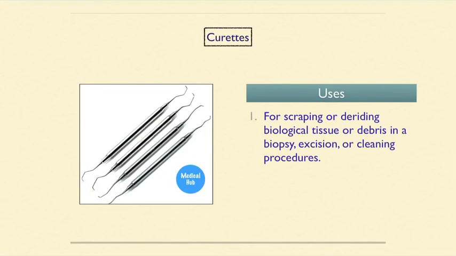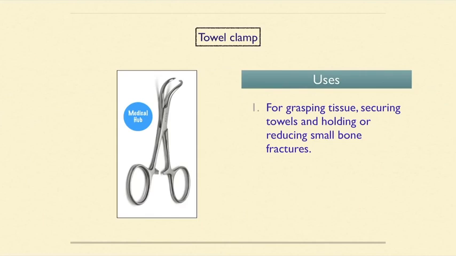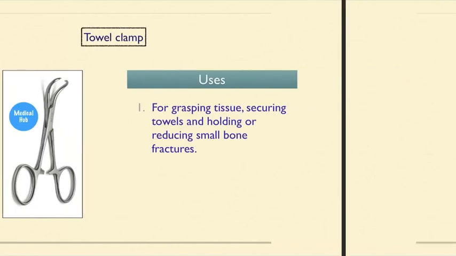Okay, so next one is the curettes. So it is used for scraping or debriding biological tissue or debris in a biopsy, excision or cleaning procedures. Next one is tongue depressor. So it is used to depress the tongue to allow the examination of the mouth and throat. Next one is the towel clamp. So it is used for grasping tissue, securing towels and holding or reducing small bone fractures.